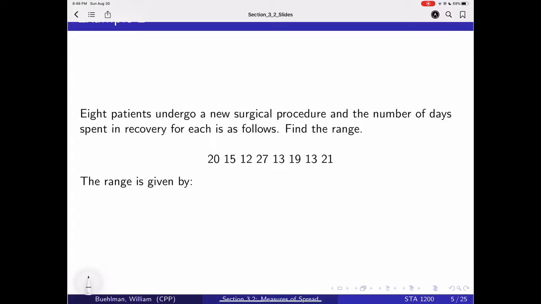Another example, we're going to find the range again, this time just with a little bit bigger data set. Again, we look at the highest value, which is 27, the lowest value, which is 12, and we just subtract them, and we get the range is 15. Again, a little bit bigger data set, but still it's a very quick computation.